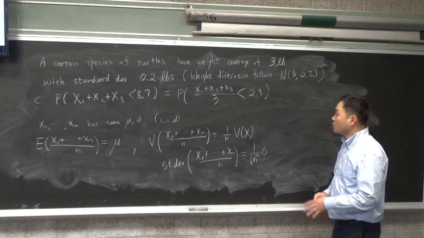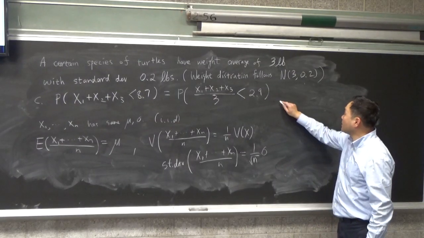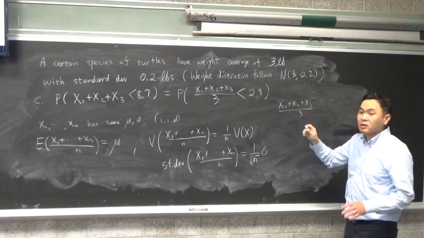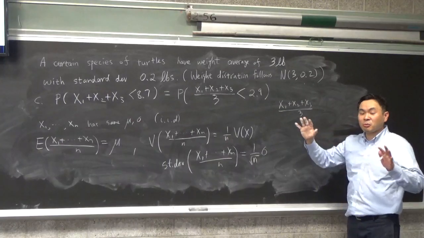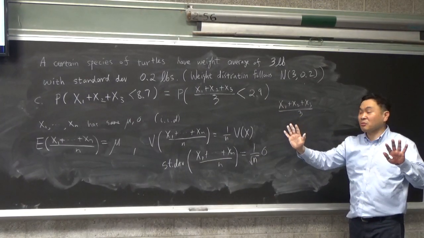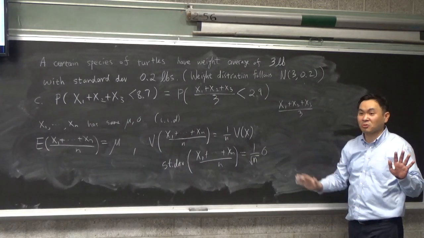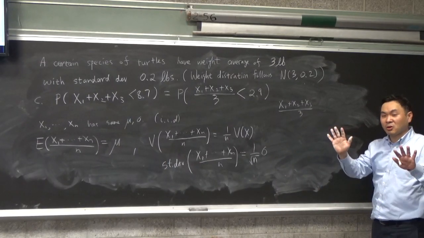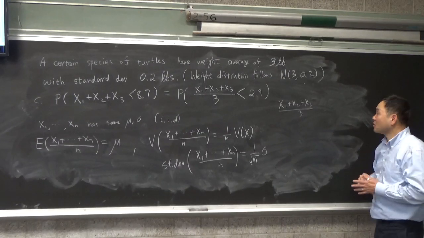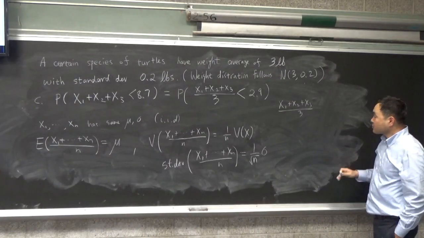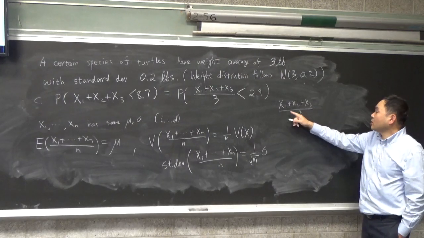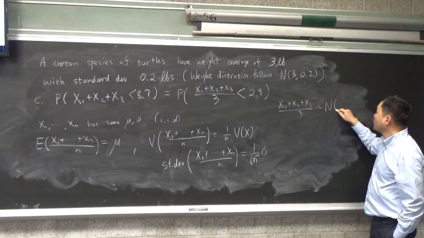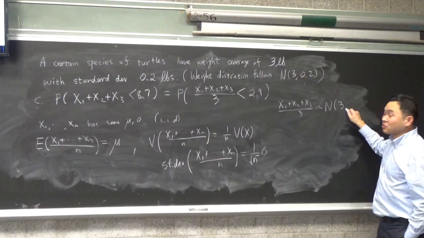Okay. So what am I trying to say here? I'm trying to say that (x1 + x2 + x3)/3. Another thing is that if you have a bunch of normal distributions, and if you take the average, it will still be a normal distribution. That's actually a very important property of bell curves. If you have a bunch of bell curves, add them up, you still have bell curves. Okay, so this will still be a bell curve with average still the same as 3.